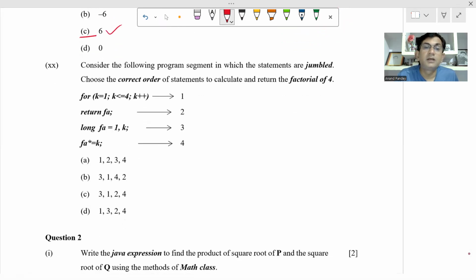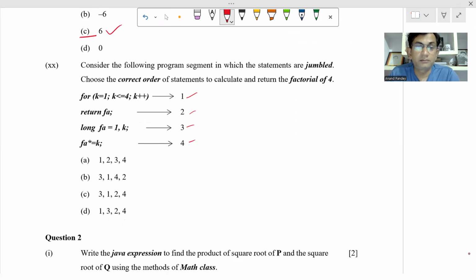Question number 20. Consider the following program segment in which the statements are jumbled. Choose the correct order of statements to calculate and return the factorial of 4. Okay. If you know how to calculate the factorial, you can arrange them. This is given 1, 2, 3, 4. We need to arrange them in the proper order. If statements are jumbled, we have to reorder them, put them in the correct order. So if you know the logic of factorial, you can go through that.